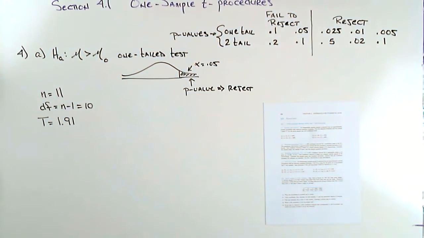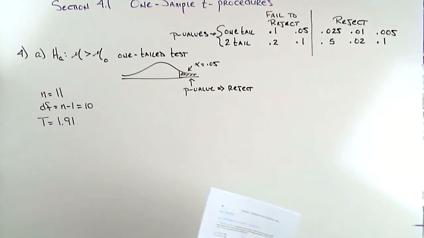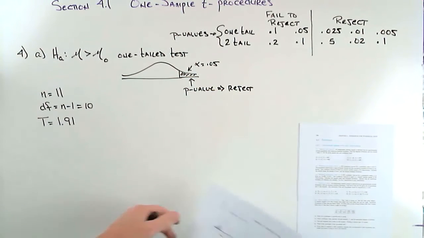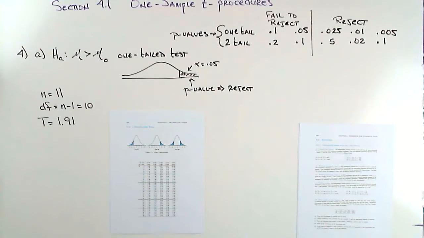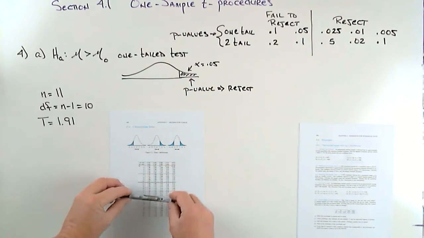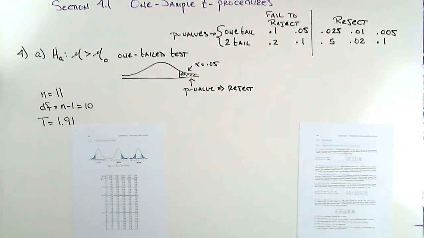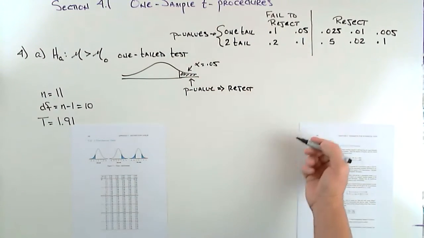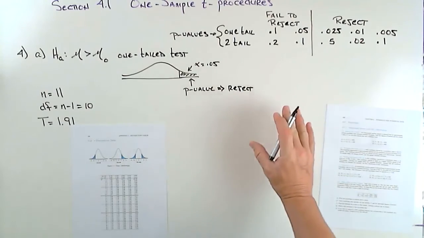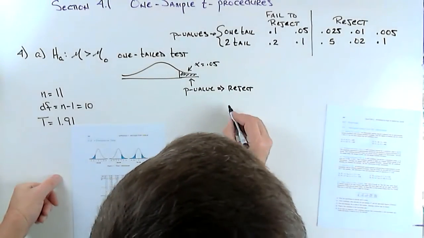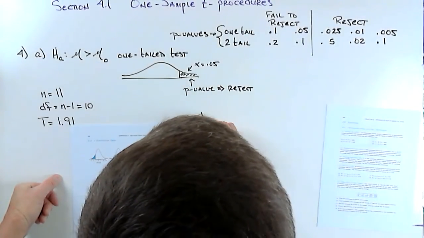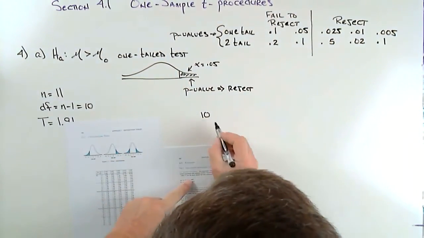Now we need our t-table, right? Here's our t-table. We're going to go down to the degrees of freedom is 10. 10 is here, right? And I'm going to go ahead and write that row on this whiteboard over here. So if we just imagine we went down to a degrees of freedom of 10.